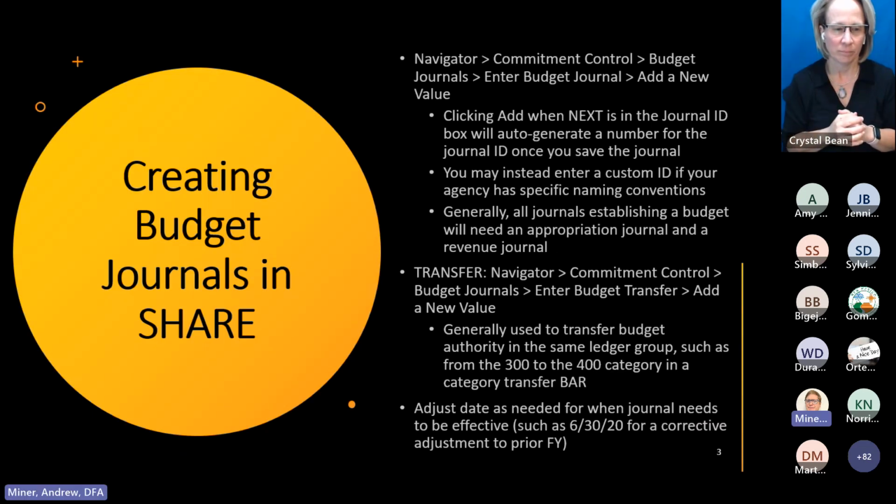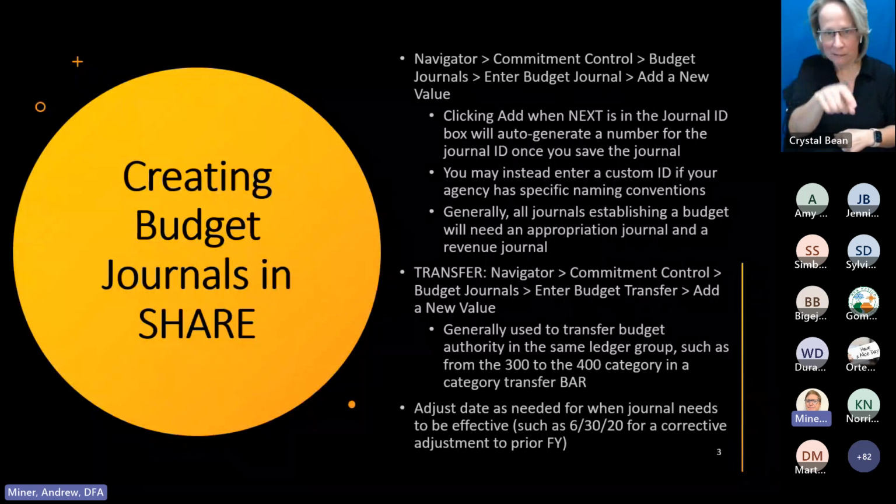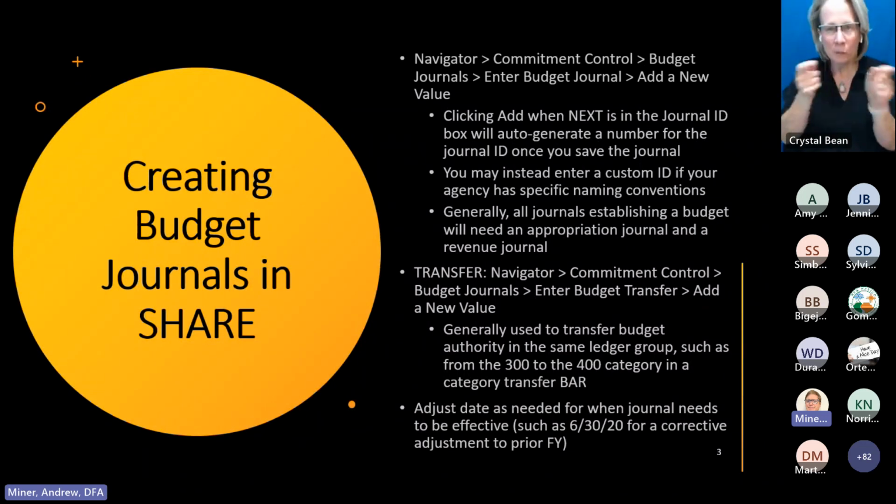So I'm going to go over the slides first and talk about all the steps in doing all this. You'll see some graphics, and then I'll go into Share and show you how to actually do it if you've never done it before. So you see here at the top, if you're going to create a budget journal, this is the route that you take in Share to get there. Navigator, Commitment Control, that's the main module. Budget journals, enter budget journal, and then add a new value. If you're looking up a journal, you can click on Find, and to find a journal, you have to know the number or some other search parameters.